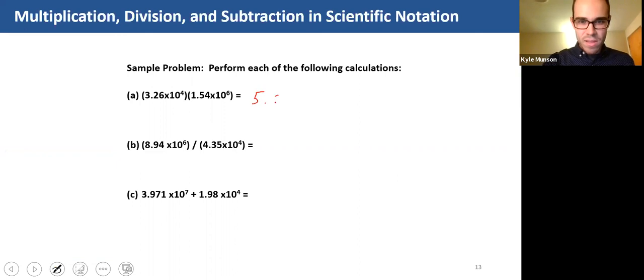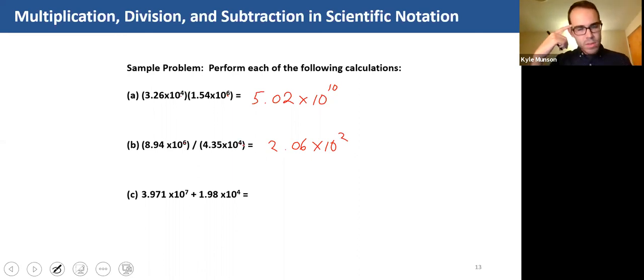So 0.2 times 10 to the 10. That's what I got. And notice 10 is 4 plus 6, which is what we see here, 4 and 6. So we know we did it right. So if you got that answer, you plugged in your calculator right. This is 2.06 times 10 to the 2. And again, notice 6 minus 4 is 2. So that's our little double check that will help us, I think.